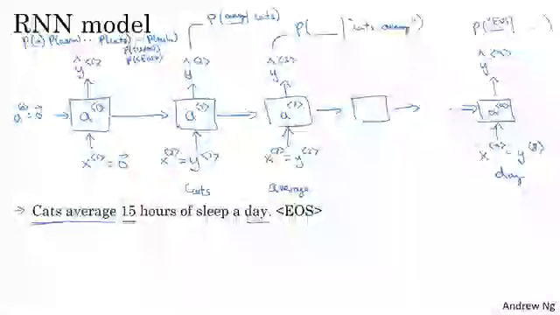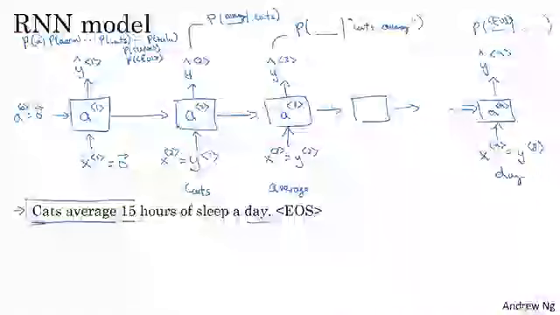But so each step in the RNN will look at some set of preceding words, such as given the first 3 words, what is the distribution over the next word. And so this RNN learns to predict one word at a time, going from left to right.